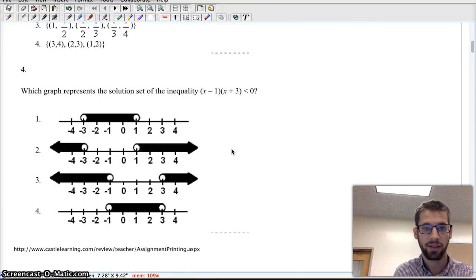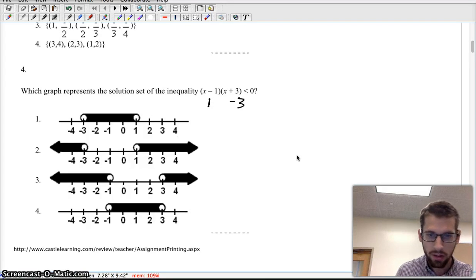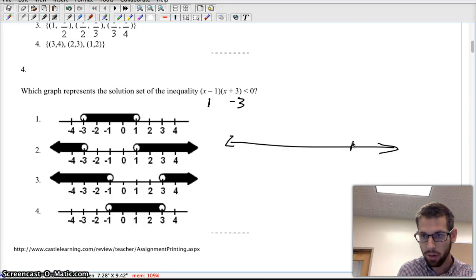Number 4. Alright, it's asking for a solution set. So first I need to find my zeros, or my roots, the points where this equation is equal to 0. So I know that my two zeros are going to be +1 and -3. So if I were to draw my number line, I would have at +1 an open circle because this is just a less than sign. It's not less than or equal to, and then this would be -3.